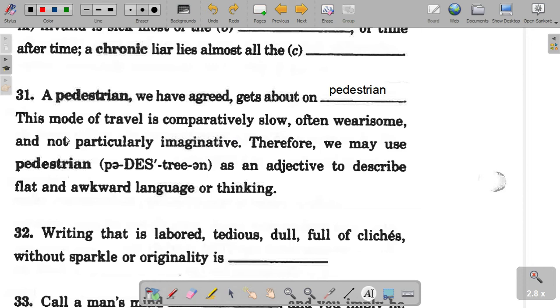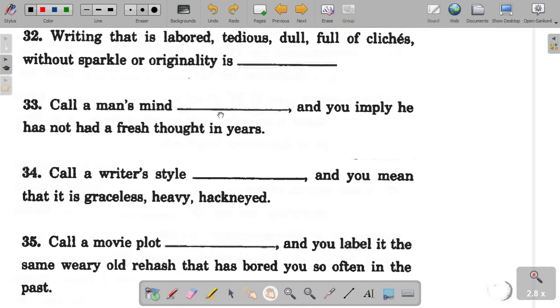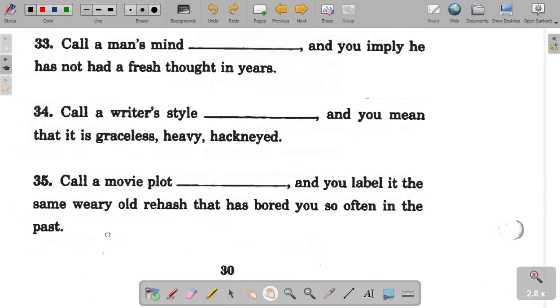It's wearisome. It's not really imaginative. A pedestrian is not someone who's seeing the world at a fast pace or anything like that. And so that's where the word originally came from. So if you call someone pedestrian, you're implying that they don't have any fresh thoughts, that everything that they're thinking has already been thought before. If you call a writer pedestrian, you're basically saying that they are graceless, their writing is very heavy, hackneyed. The word hackneyed means cliche. It's been used over and over again, very trite.